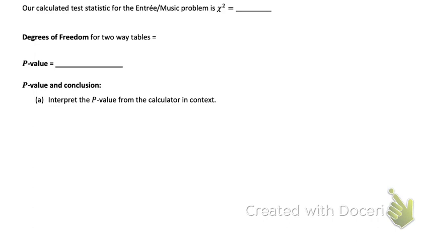Hey, did anybody write down the chi-square test statistic that you saw just a minute ago? 18.28. Oh no, what if you didn't write it down? You can go back to stat test C. Stat test C, and 18 point what? 2.8? All right.